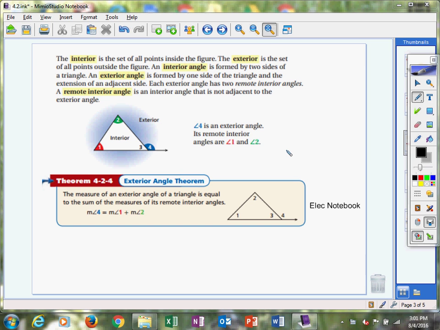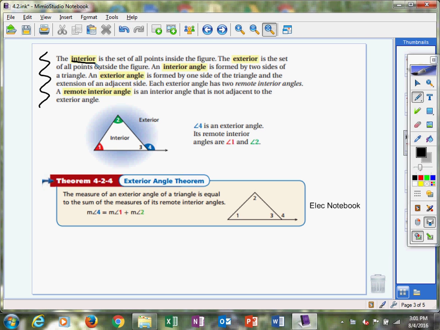Section 4.2. We're doing example 3 now. We've got another theorem to put in our electronic notebook. It's called the exterior angle theorem, but before we jump into that theorem, I do want to talk to you about the anatomy of a triangle. And that's what this paragraph is all about, and I wanted to go through that with you.